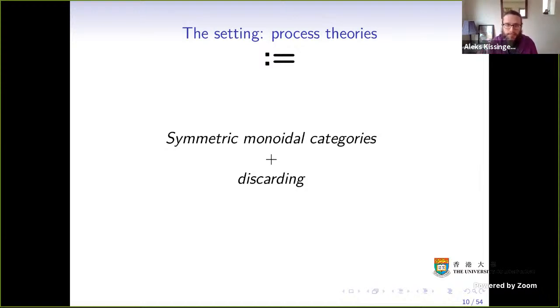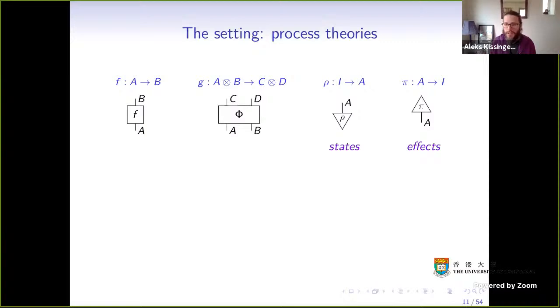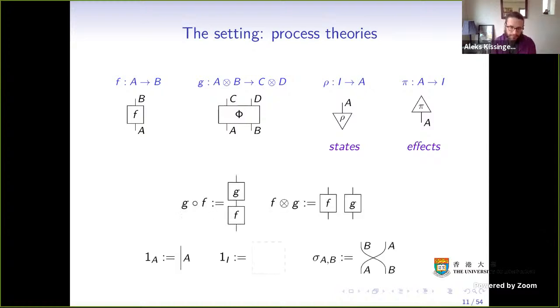It's a collection of boxes or processes, and these can have one or more inputs and outputs. If it has no inputs, I call this thing a state. You can think of this as the process of preparing a state. If it has no outputs, I call it an effect, which you can think of as a predicate or a measurement outcome, something like that. And then there are rules for putting these things together in sequence and in parallel.